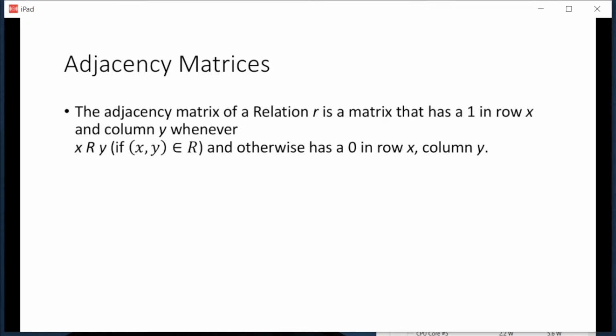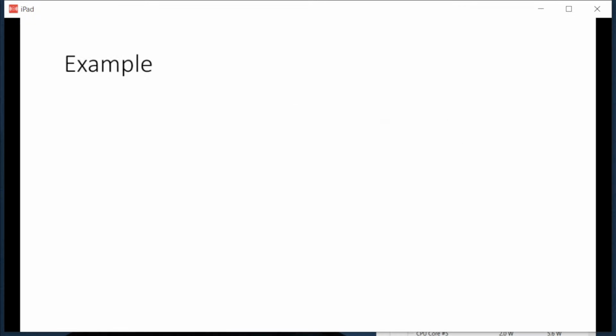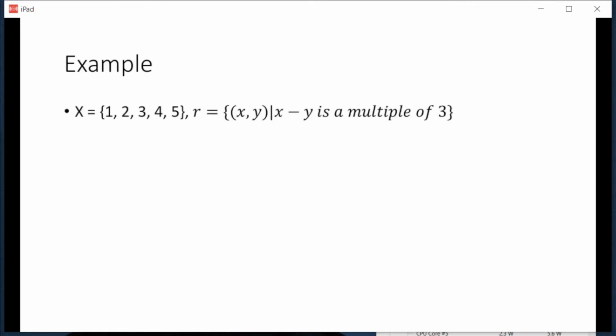So anyway, what we're going to do is make a matrix and have the different elements of this set along the side and top. And any time you have a relationship, you'll put a 1 in the row and column for that particular relation, and then zeros everywhere else. It's just zeros and ones. So it'd be helpful if we had an example. So here's an example. I've got the numbers 1 through 5 as my set. The relation is that x is related to y if x minus y is a multiple of 3.